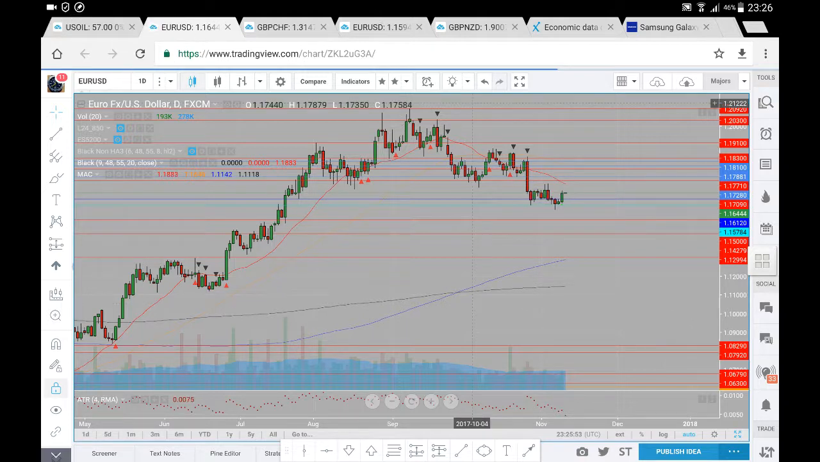Overall though, on this daily chart, we've had a series of lower highs. So even if we do see a further retracement, I wouldn't say it's anything to be too concerned about, as we are still operating in the shadow of this very bearish candle.